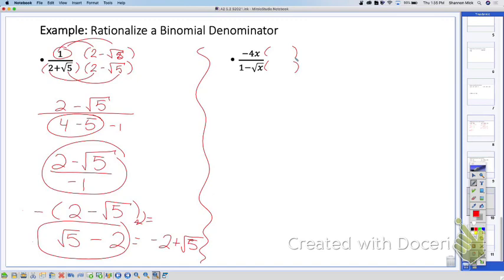Garrett? Would it be 1 plus the square root of x? Yes, it would be 1 plus the square root of x, and I would advise putting parentheses around your other denominators.